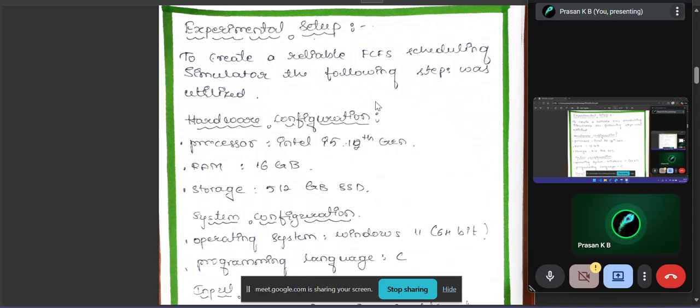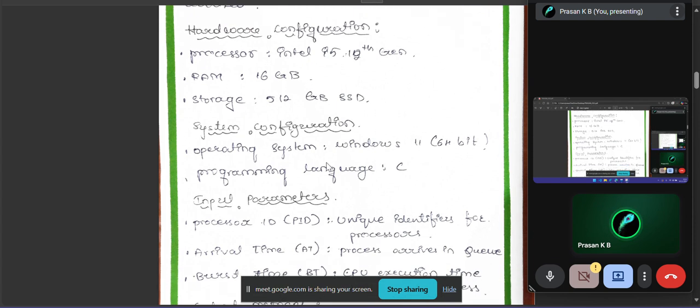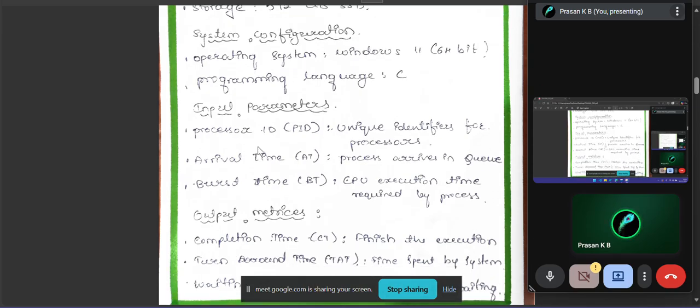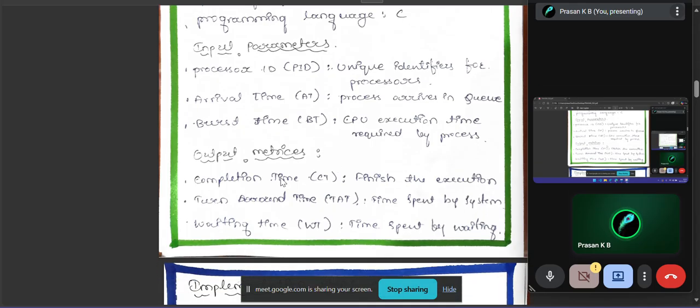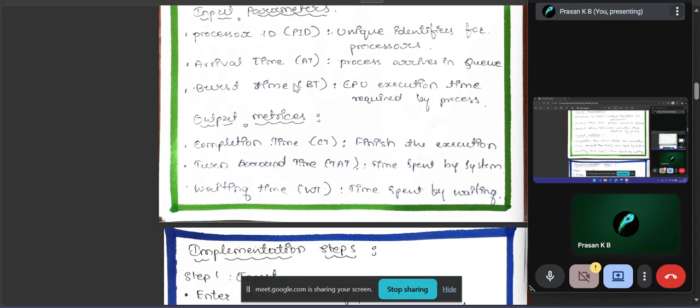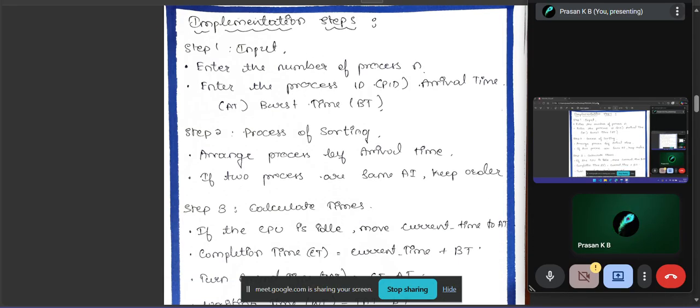A suitable compiler or interpreter such as Python, C, or Java is used to run the program that simulates the FCFS algorithm. Here we have used the C program with the hardware configuration of Intel i5 12th generation, 16GB RAM, 512GB SSD, system configuration with Windows 11 64-bit, language is C, and the fields are process ID, arrival time, burst time, completion time, turnaround time, and waiting time. And next we will move on to the implementation steps.